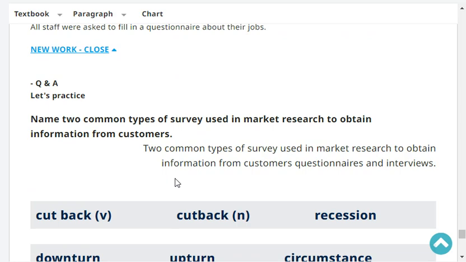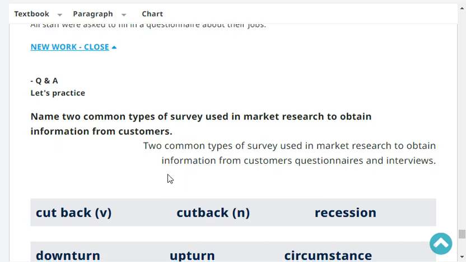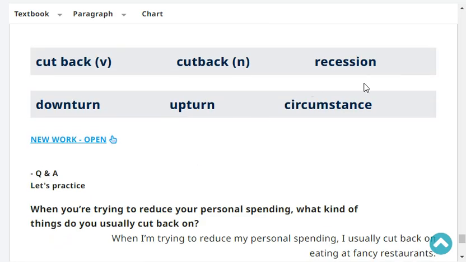Name two common types of survey used in market research to obtain information from customers, please. Two common survey types used in market research to obtain information from customers are questionnaires and interviews. Very good.